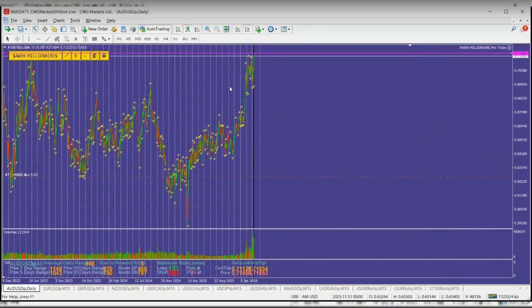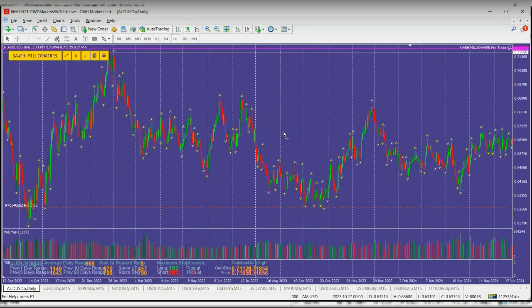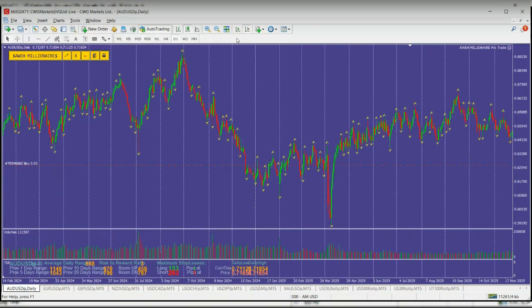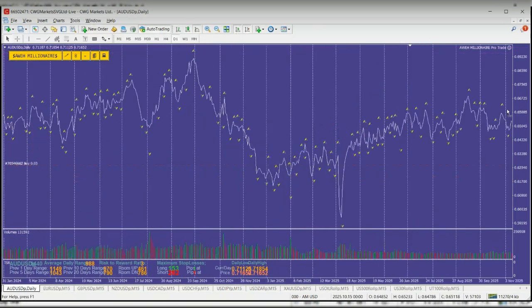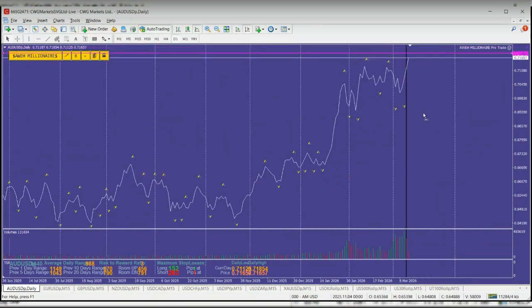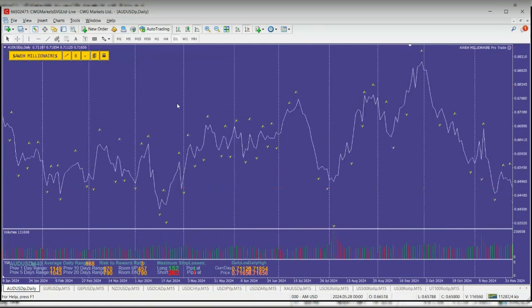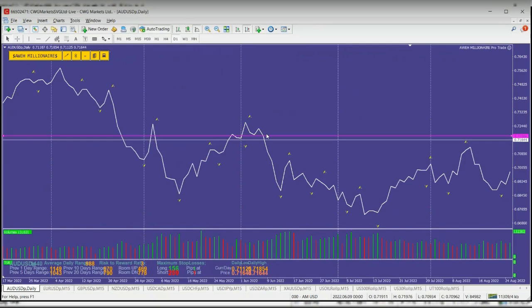What I'll use on the daily chart is my potential support and resistance levels that I will focus on here. So on the daily chart, the next potential level of resistance is all the way over here.